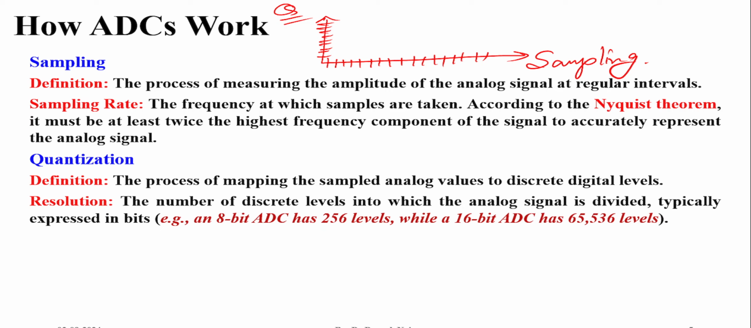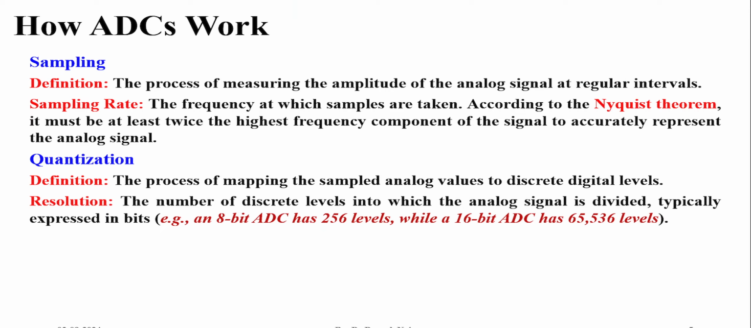What is quantization? Quantization is the process of mapping sampled analog values to discrete digital levels. So here on the Y-axis, we will be representing these levels in digital values. These values are called the quantized levels of the analog signal. For example, quantization is directly related to resolution, which is one of the most important parameters of any ADC.